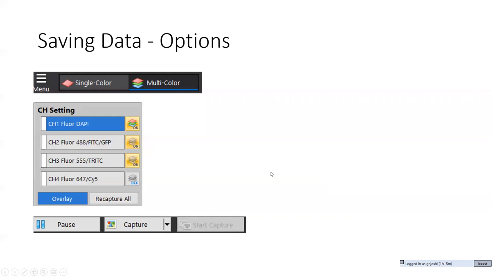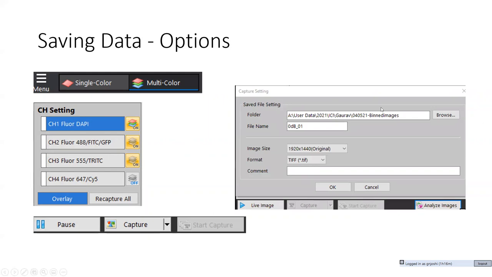So the last thing, saving your data. Once you want to save your data when you are acquiring your images, the system will tell you where you want to save the data. Everything we do gets saved under the A drive, under user data, the year that we are in, and your lab, and however you want to image, or however you want to save that, okay?